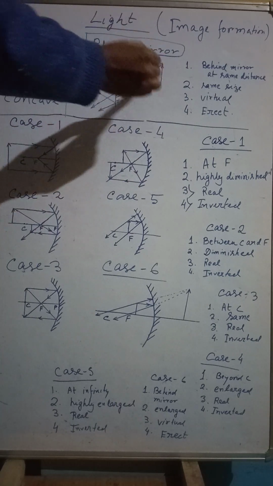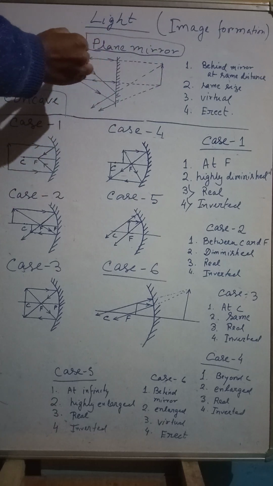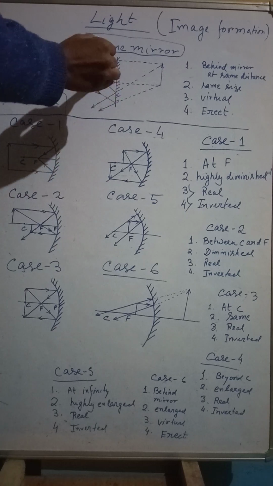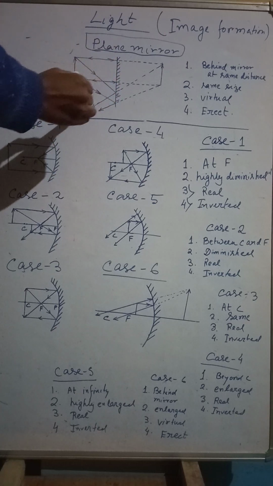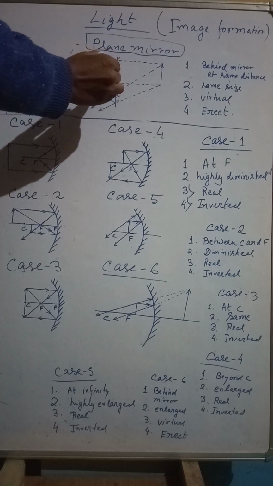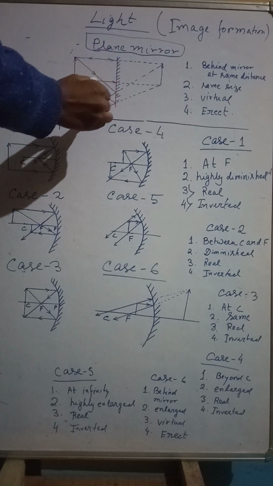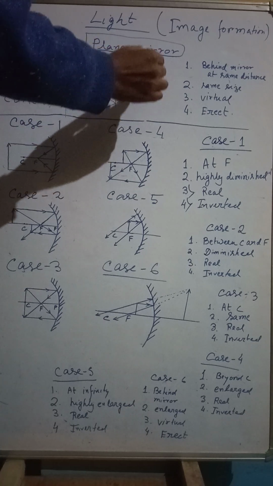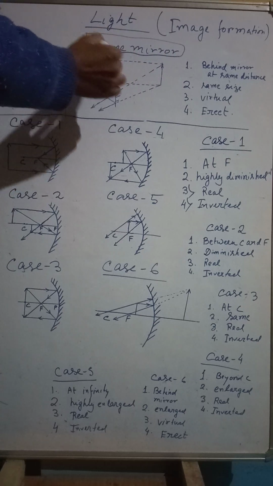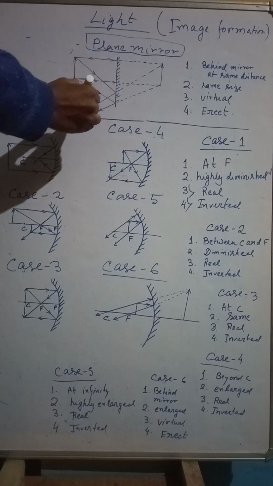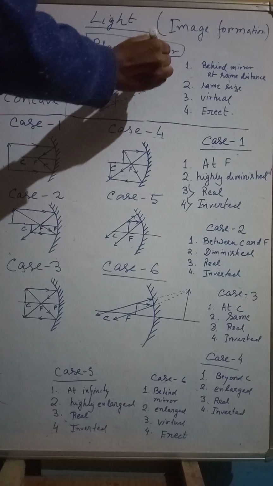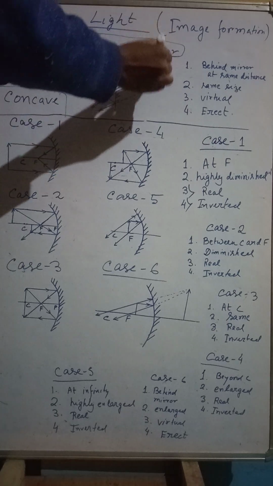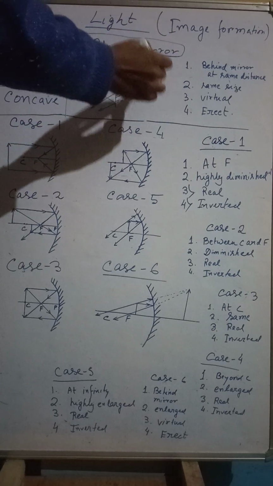This is a virtual image because the reflected rays are not meeting at any point. Here you can see this is a reflected ray, this is another reflected ray, but they are not meeting at any point. They only appear to meet at this point. So this is a virtual image, and this is an erect image.